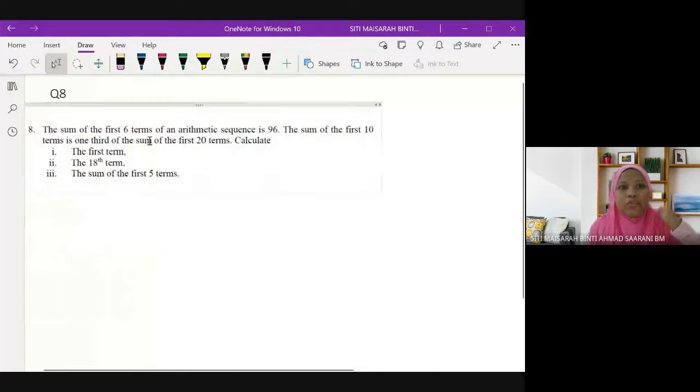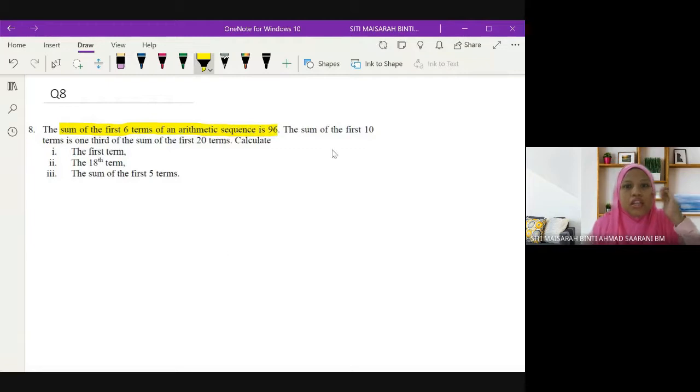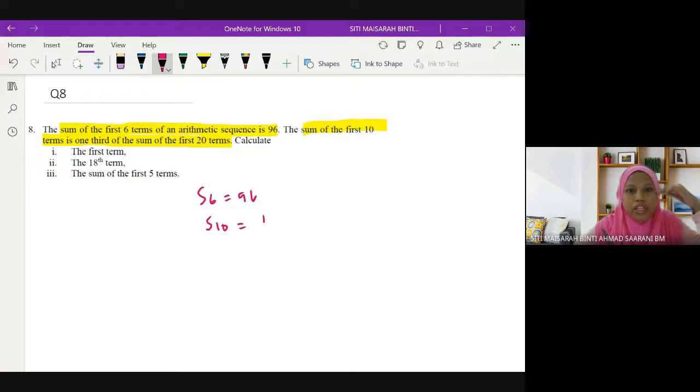Then for question 8, the sum of the first 6 term, S6, of an arithmetic sequence is 96. The sum of the first 10 term is 1/3 of the sum of first 20 term. So ayat yang pertama is S6 equals to 96. This is your first sentence. The second sentence is S10 equals to 1/3 S20.